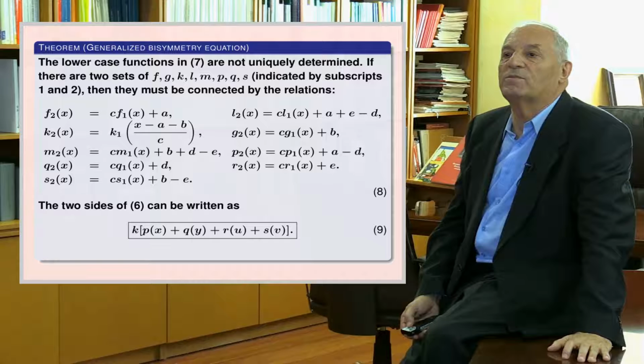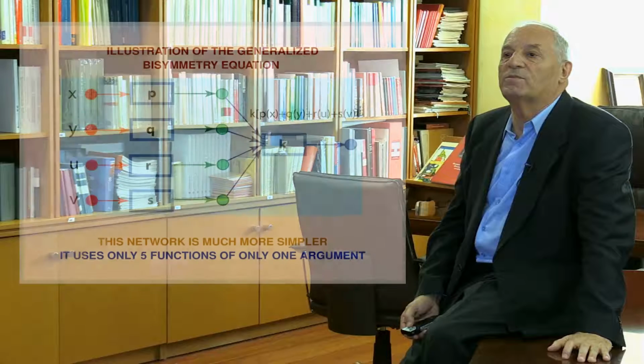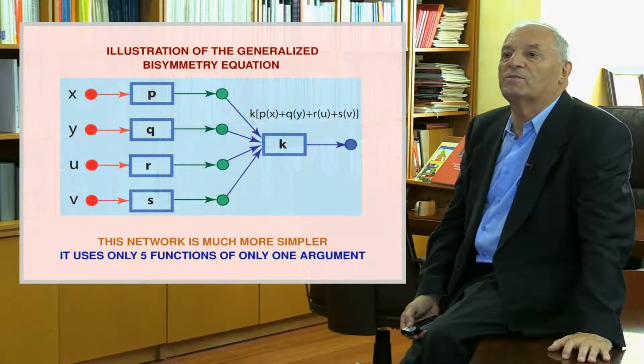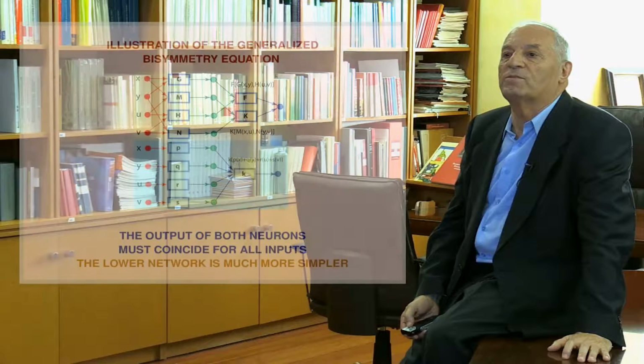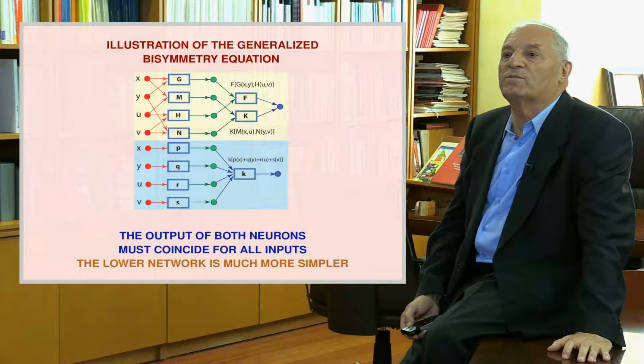Consequently, our initial expression depending on 6 two-argument functions depends only on 5 one-argument functions, which means a very important complexity reduction. This plot reveals the structure of the resulting simplified network. In this figure, we can compare both networks and the associated complexities.